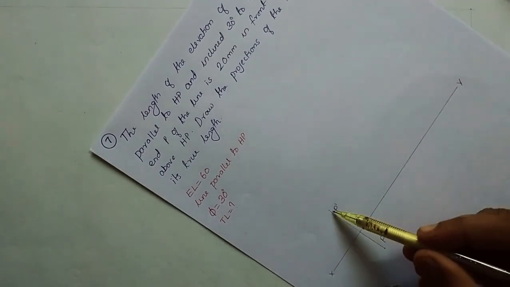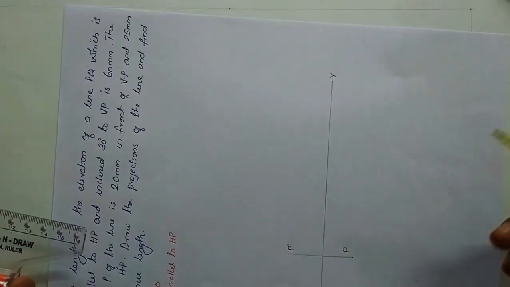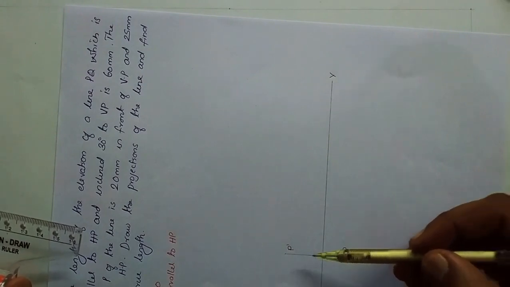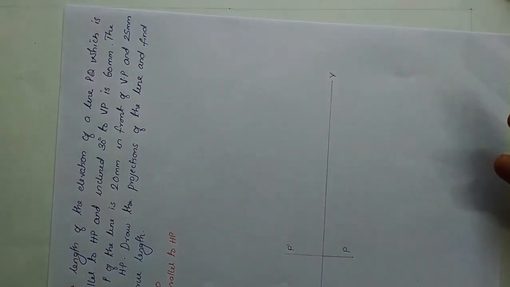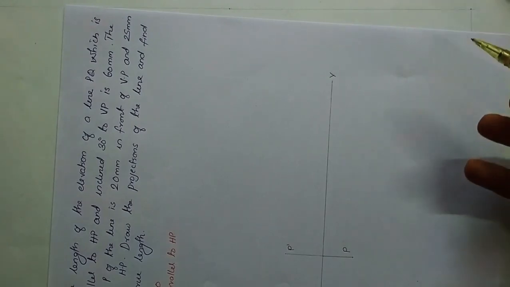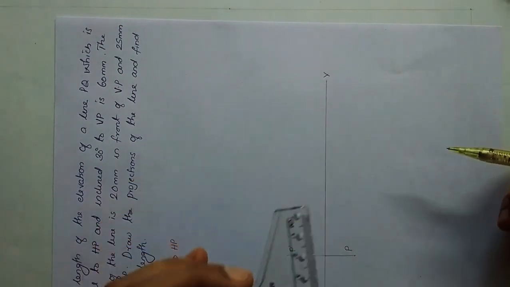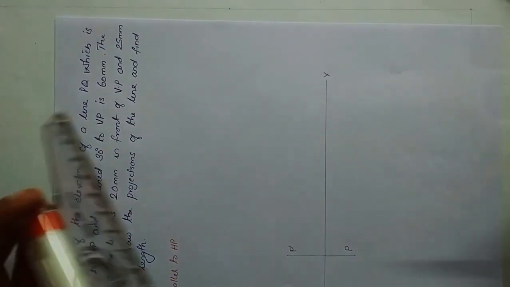So always the front view and top view of the same points will be along the same projector. So as the next step, we shall draw two reference lines, one along P, another one along P dash, which are parallel to the XY line, and these reference lines may be helping us to solve the problem further. Reference lines are drawn as thin lines, continuous thin lines.